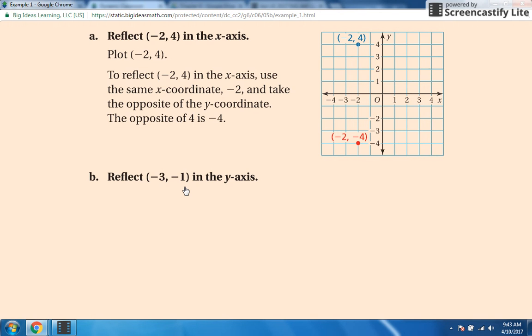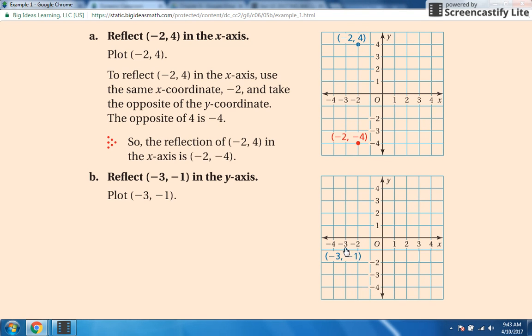And this next one is (-3, -1). So let's think of where it would be first of all. If you go 3 to the left and down 1, you're in quadrant 3. So we're down here at (-3, -1). They want us to flip it over the y-axis. That's the vertical line. So we're picking it up, throwing it to the right side, flipping it over the y.